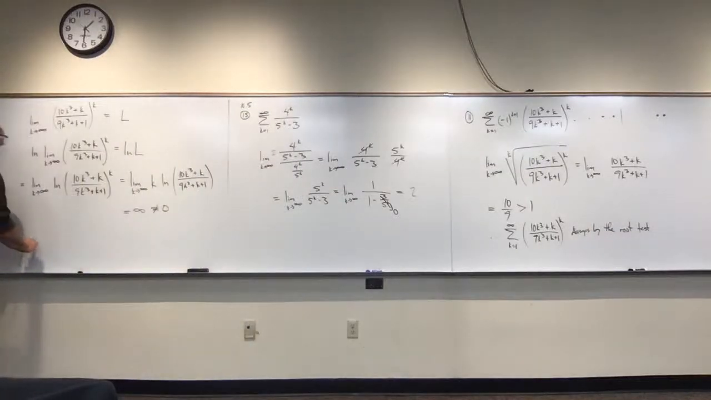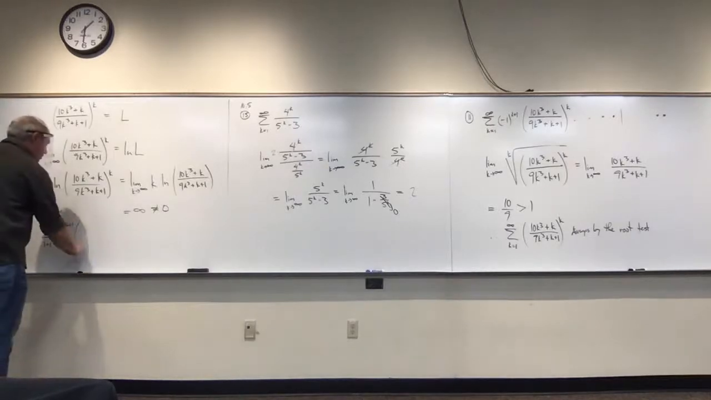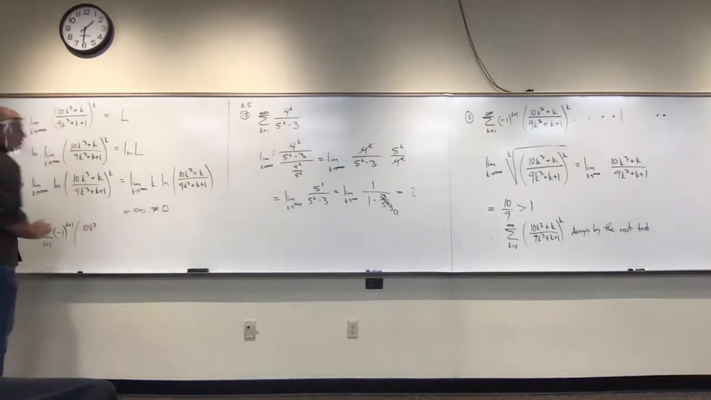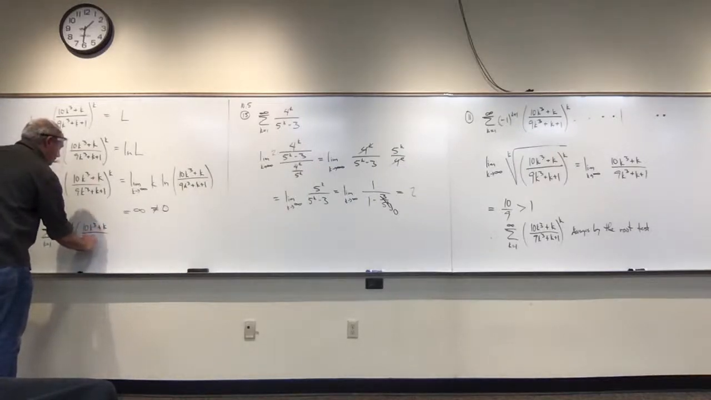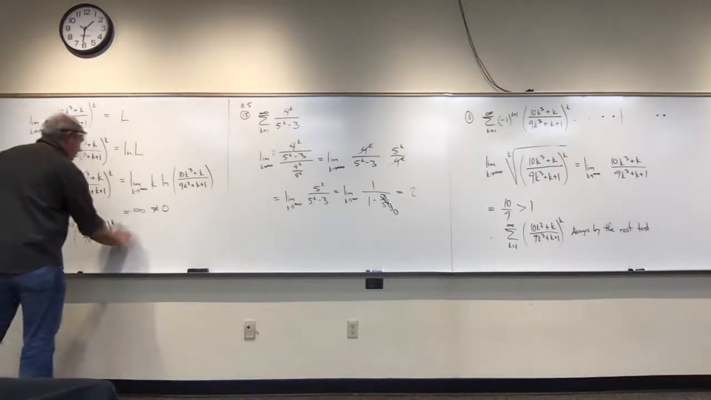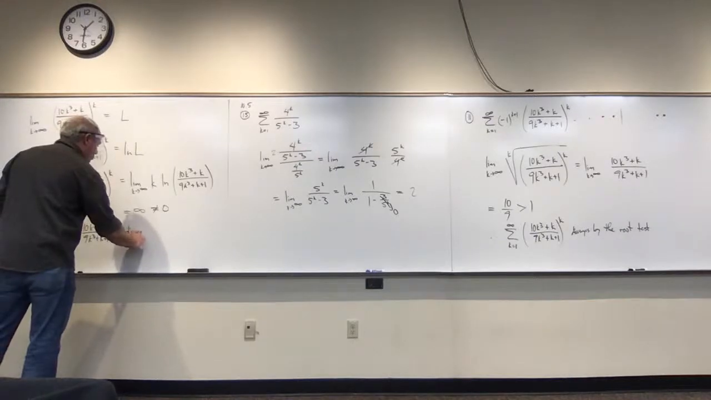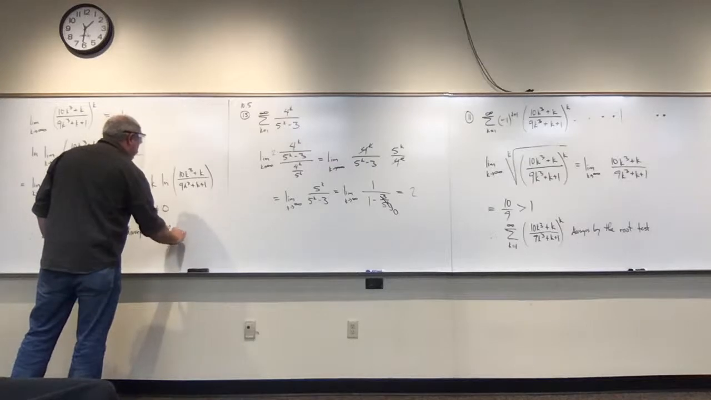So we can say, therefore, the sum k going from 1 to infinity of -1 raised to the k plus 1 times 10k cubed plus k divided by 9k cubed plus k plus 1 to the k diverges, technically by the divergence test.